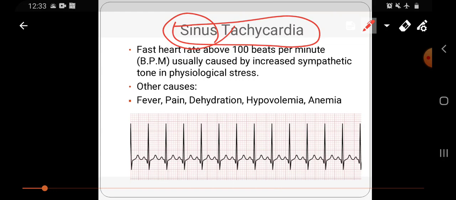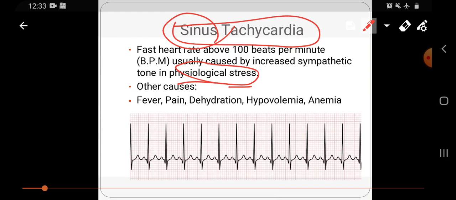The only problem here is that the firing rate of the SA node is higher than normal. Okay, this is seen normally in cases of physiological stress due to increased sympathetic activity, because you know the SA node is innervated by the sympathetic nerves. So if there is an increased sympathetic tone, this will increase the firing rate of the SA node.